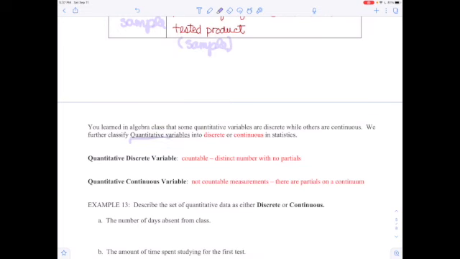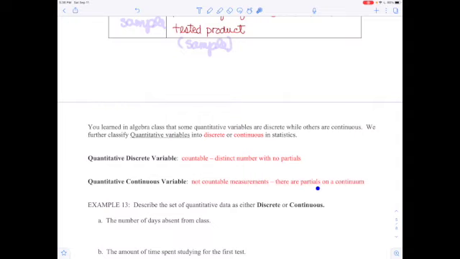Then we have a little more to cover on quantitative variables. You learned in algebra class that some quantitative variables are discrete while others are continuous. We further classify quantitative variables into discrete or continuous in statistics. A quantitative discrete variable is countable, with distinct numbers and no partials. No partial means no decimals, no fractions, everything is a whole number: 1, 2, 3, 4, 5. A quantitative continuous variable is not countable, because it just floats and there's no ending and no stopping. They are partials on a continuum.